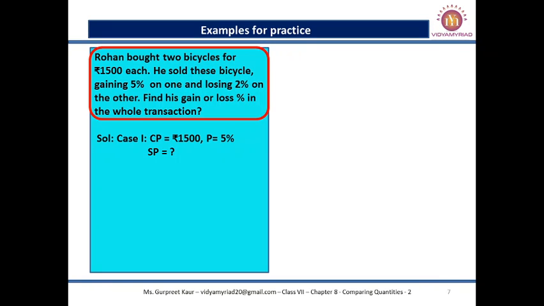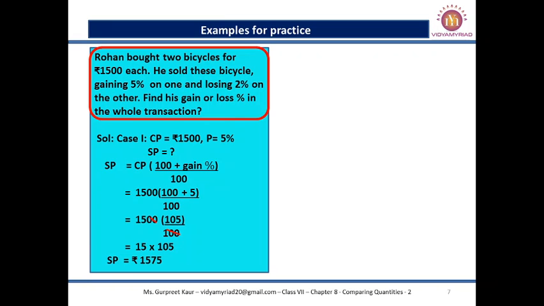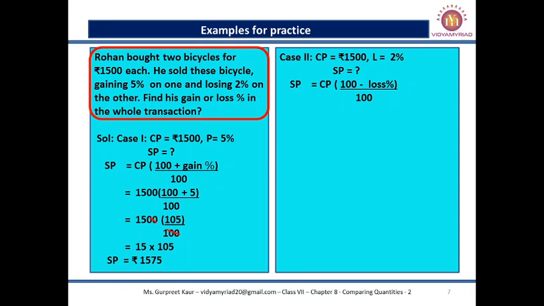In the first case, CP is 1500, profit is 5%, selling price we don't know. We know the formula, SP is equal to CP into (100 plus gain percent) upon 100. Put the values, you will find the SP comes out to 1575 rupees. This is the case when profit is there. Let's find out when there is a loss of 2%. I will use the same formula. SP is equal to CP into (100 minus loss percent) upon 100, since it is a loss. Put the values here and you will find that SP is equal to 1470. Now this first part is over.